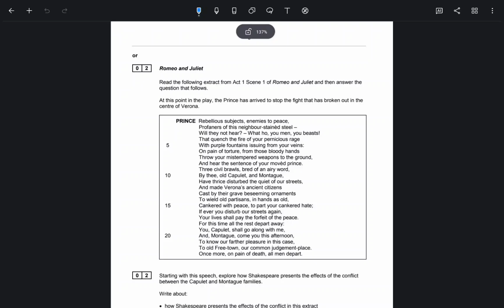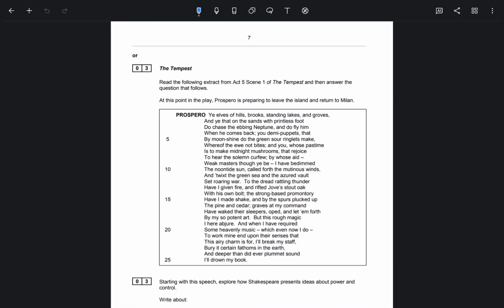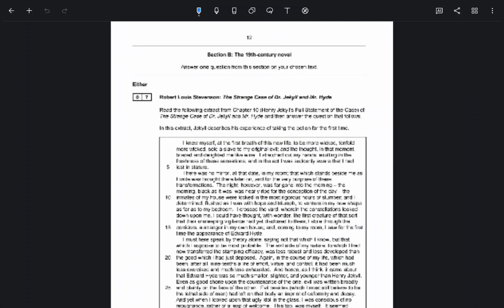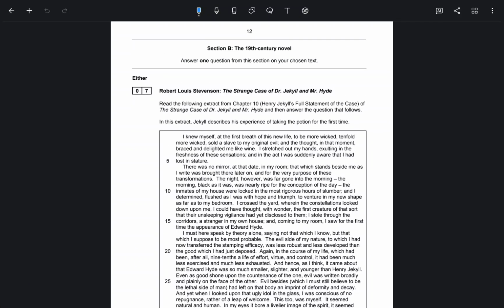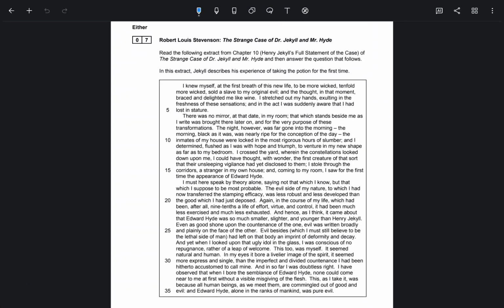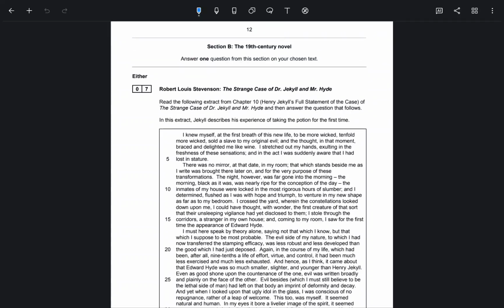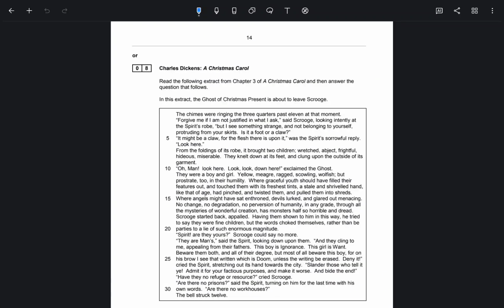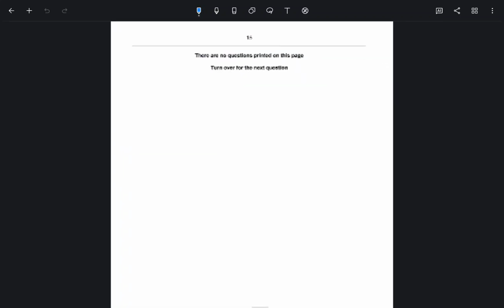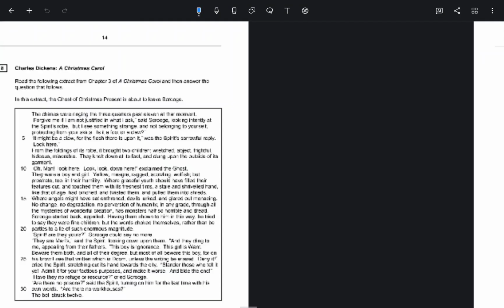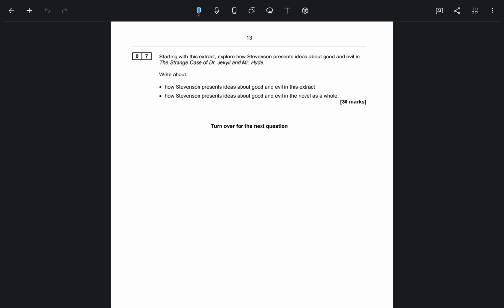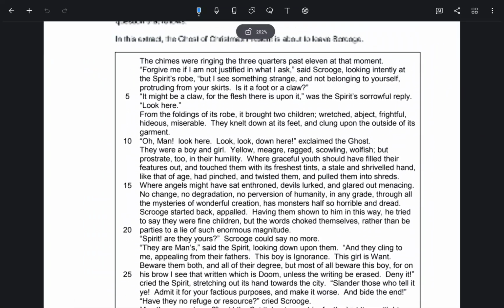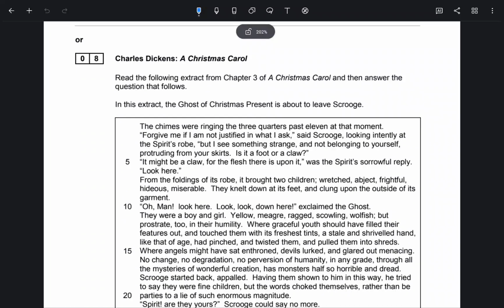Now, moving on to paper 1, section B. So I'm just going to move on to section B. By the way, these are still the questions from section A, which you are not doing, so you can just skip it. Section B is your 19th century novel, so I will skip to A Christmas Carol. The only reason is that's one of the most popular texts, and that's the one I'm currently teaching to the majority of my students. So this is section B, Charles Dickens' A Christmas Carol.